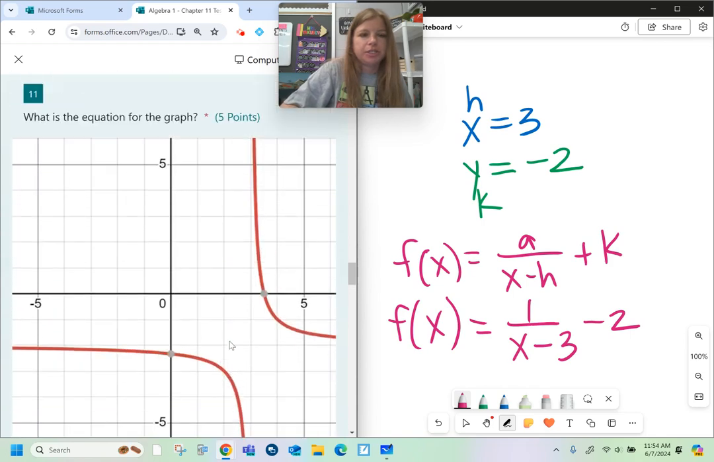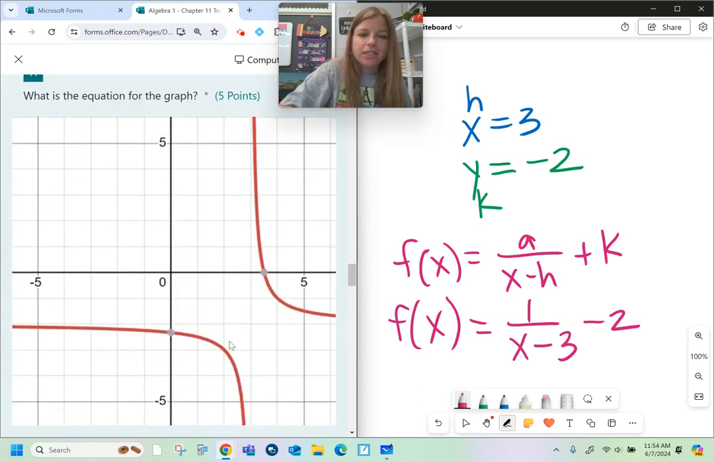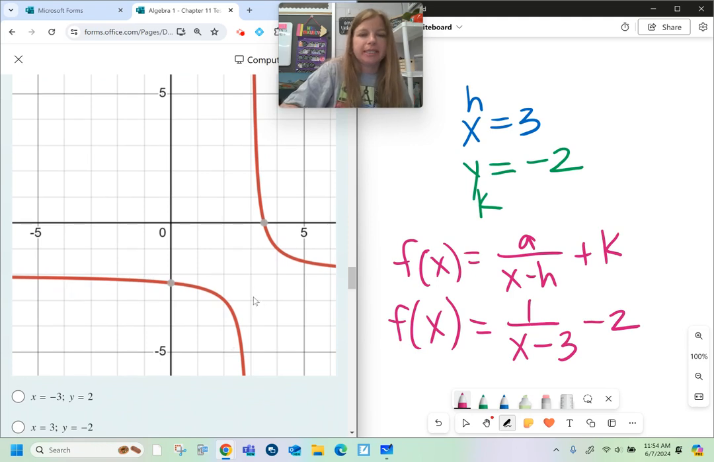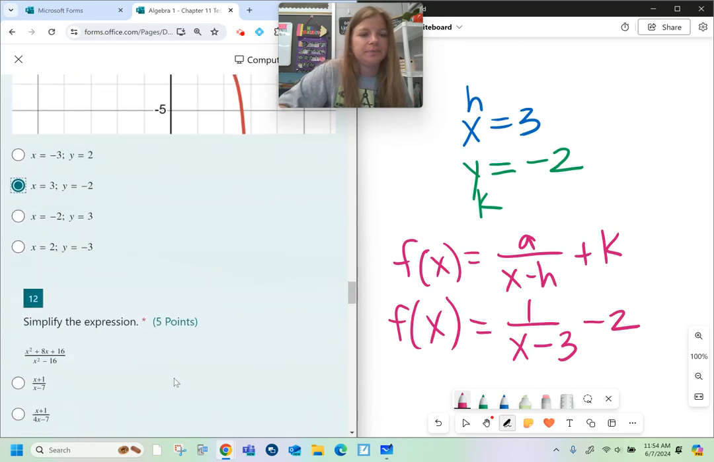What's the equation for, this one should say what are the asymptotes for this graph. So I had my directions mixed up. So this one I could see that it has an x equals 3 and a y equals negative 2. It's actually the same exact graph. Just my questions are switched.